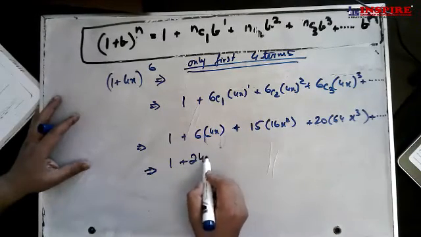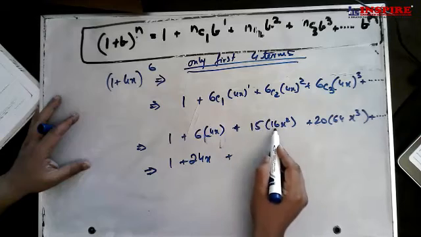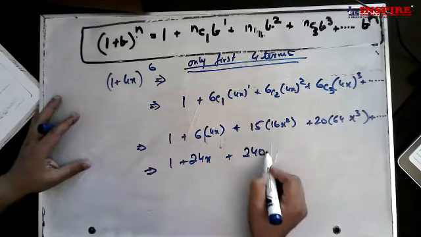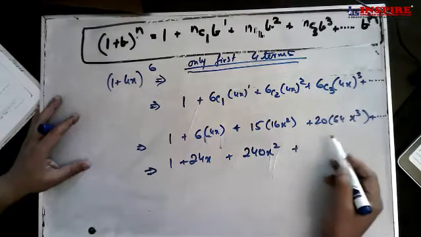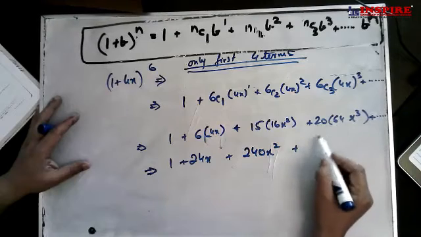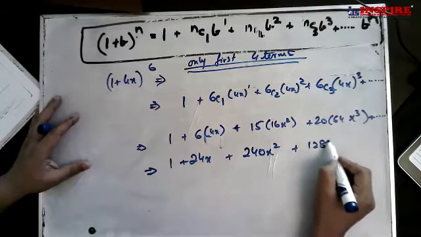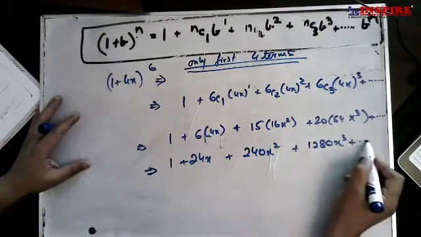1 plus 24x plus 15 into 30 is 240 x squared. You're dealing with a genius right now, so you don't have to worry about it. 264 is 128, 1280 x cubed plus dot dot dot.